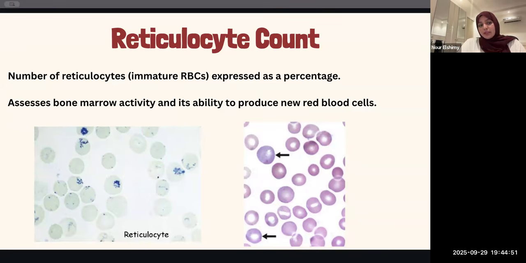Now, why is this important? Because it tells us about the activity of the bone marrow, if it's working well, or if it's producing enough red blood cells. Because again, as I mentioned, the bone marrow is the main factory that produces the blood cells. So if there's something wrong with the bone marrow, it would not be able to produce those red blood cells. That's why it tells us if there's an issue or not.